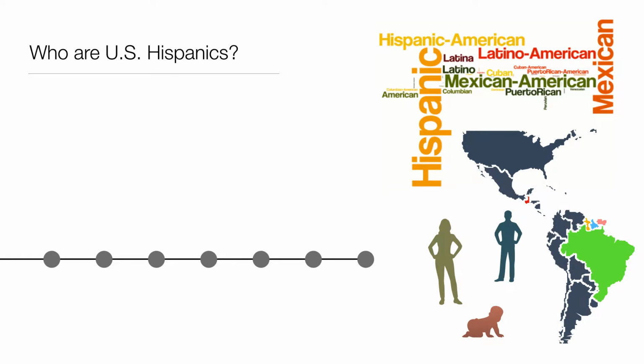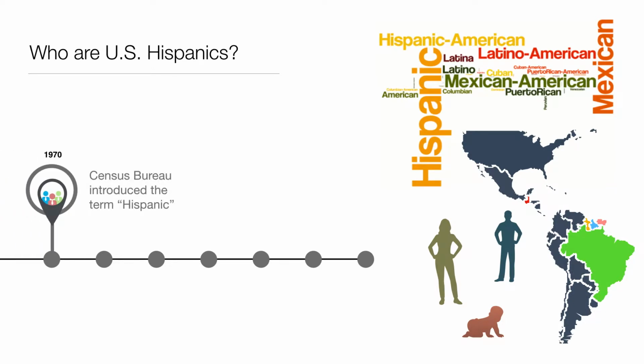So who are U.S. Hispanics? The term Hispanics does not exist in Latin America and the Spanish-speaking countries. In 1970, the Census Bureau introduced the term Hispanic to refer to individuals of any race who have origins in Mexico, the Caribbean, Central America, South America, or other Spanish-speaking countries. The term Hispanic was institutionalized in 1976 when the U.S. Congress mandated the collection of information about these same populations.